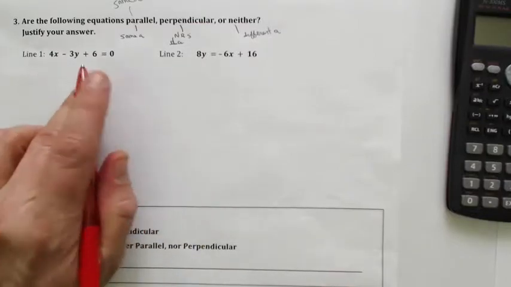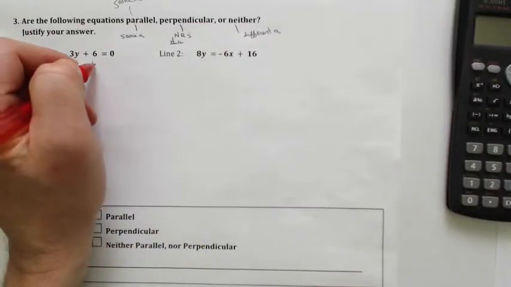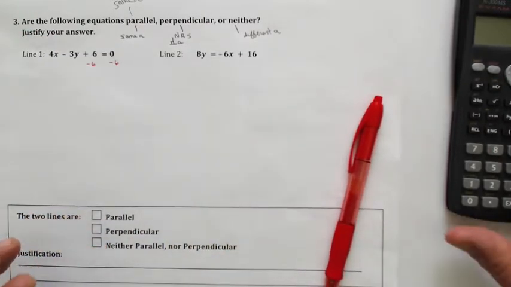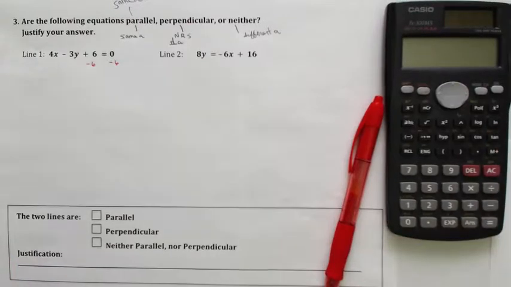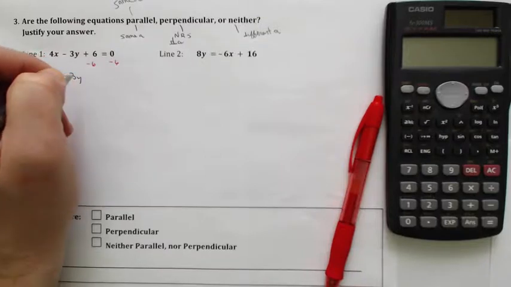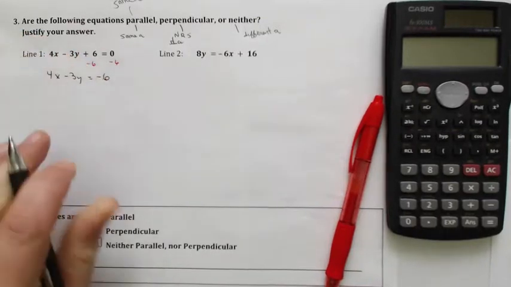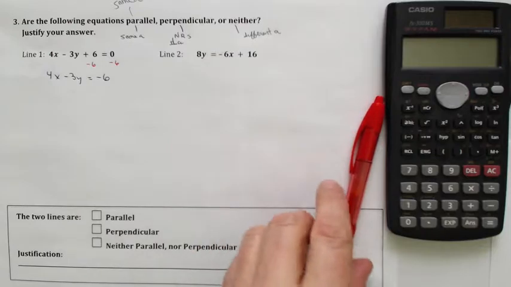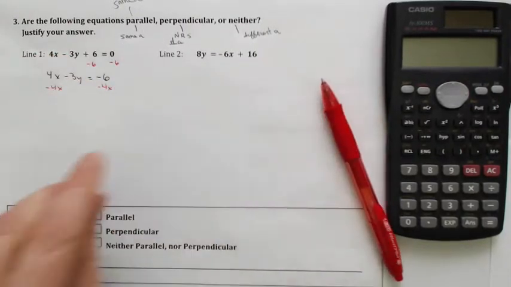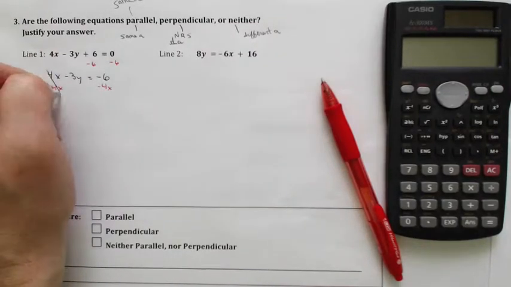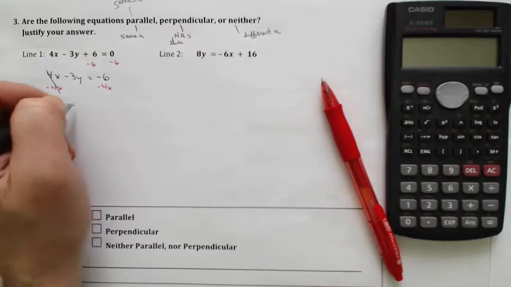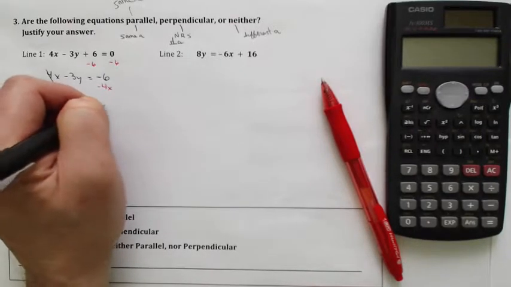And so to isolate the y in this equation, I'm going to start by subtracting 6. And that's going to give me 4x minus 3y is equal to negative 6. And then I'm going to subtract 4x from there and there. And remember, you're subtracting 4x, not just 4. Right, goes away, and that leaves me with negative 3y is equal to negative 4x minus 6.